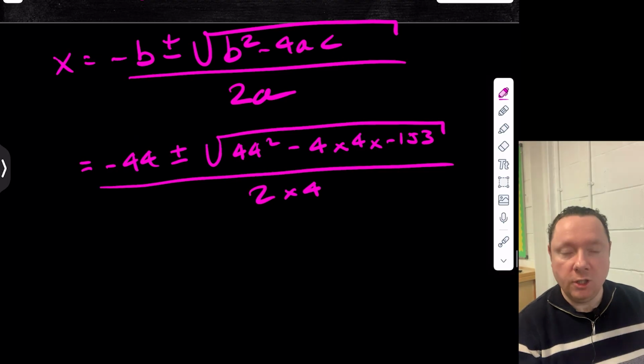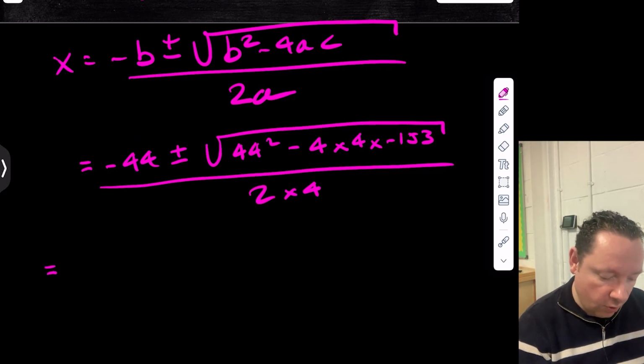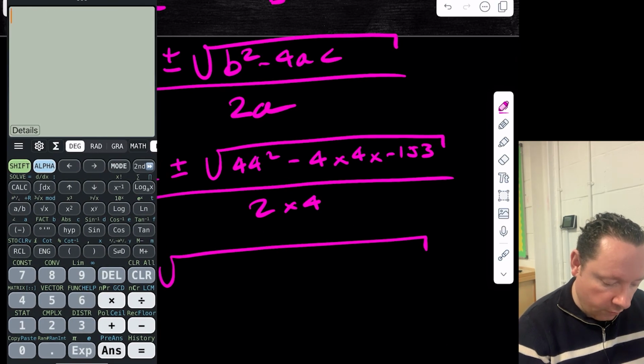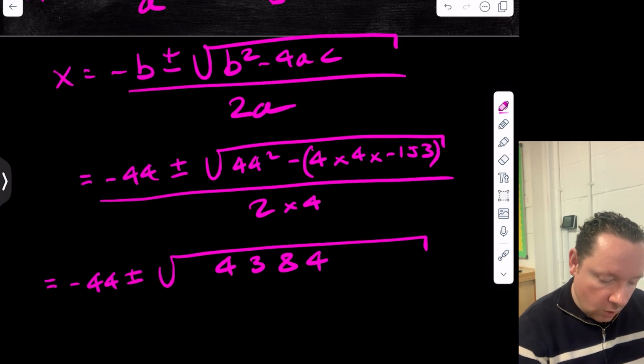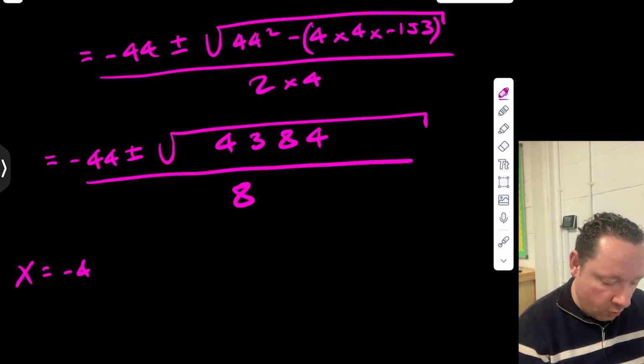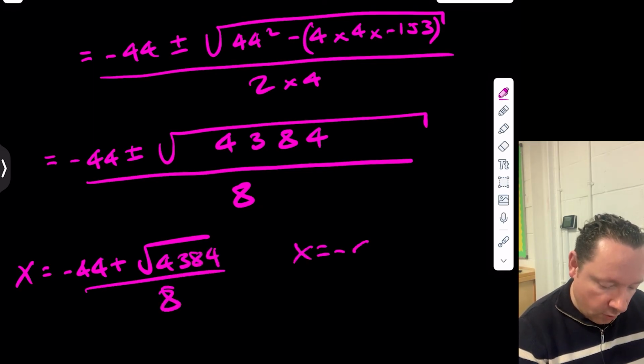So being very careful with substitution, watching for double minuses. We've got minus 44 plus or minus the square root. Use our calculator for that bit. So 44 squared minus, open brackets, I'll usually think about brackets being around here, 4 times minus 153, close the brackets, 4384. All over 2 times 4 is 8. That gives me two answers, remember. X equals minus 44 plus the square root of 4384 over 8. Or x equals minus 44 minus the square root of 4384 over 8.